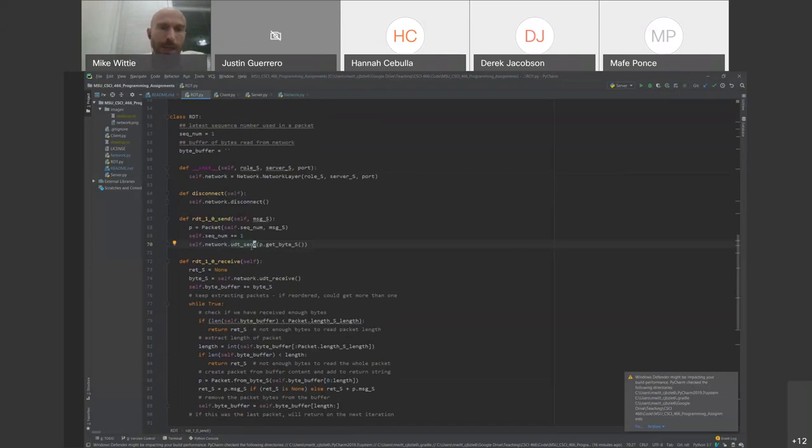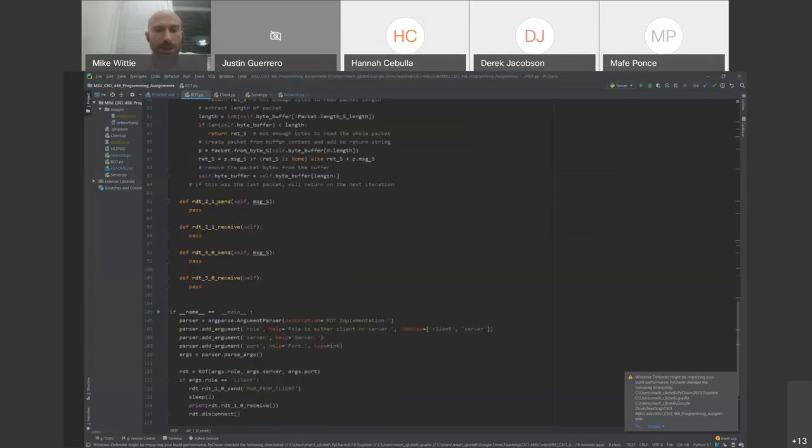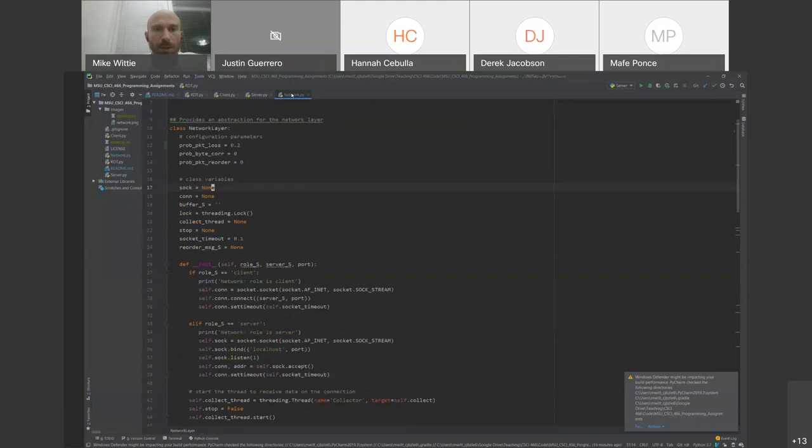Okay. Now, what you do have to do in the network layer is, to test RDT 2.1, you need to enable packet corruption. You can set this to something between 0 and 1. It's the probability of byte corruption. Otherwise, you'll be running on a reliable UDT network channel, and nothing's going to be corrupt, so you won't know if your stuff works.